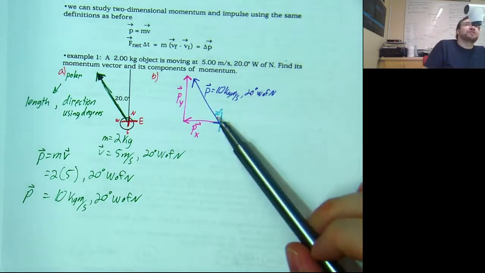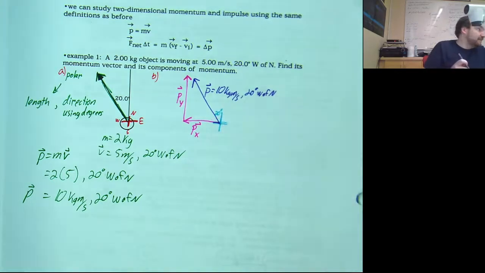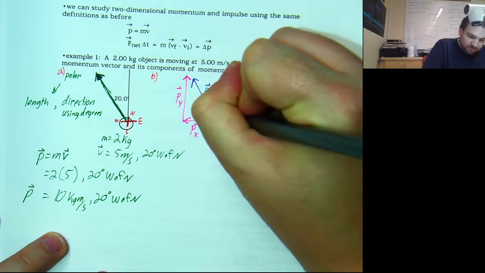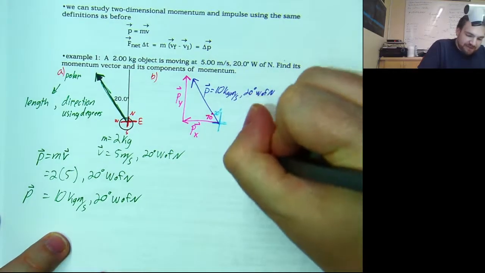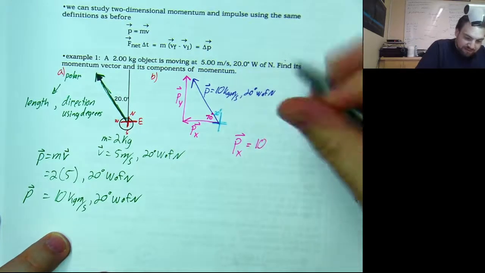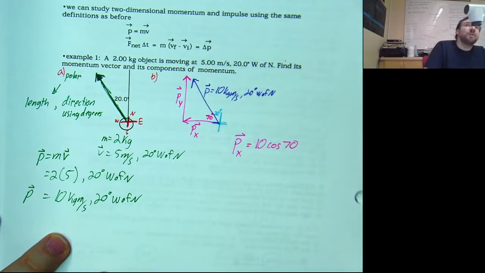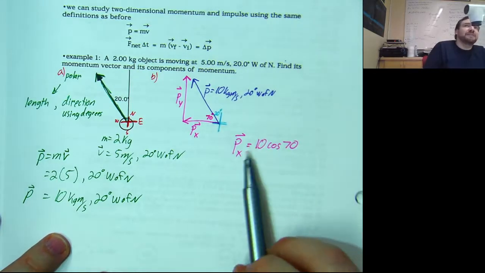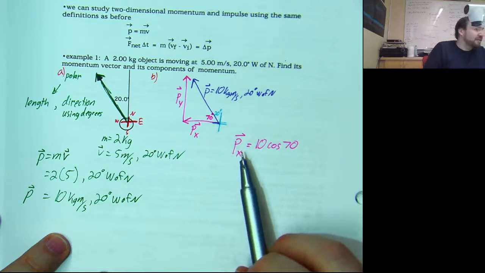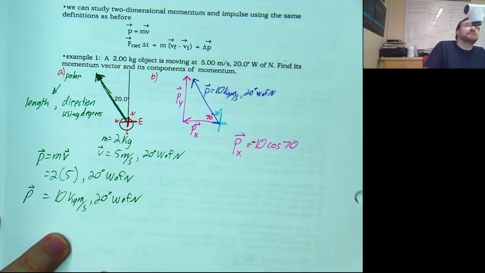If that angle there is 20 degrees, what is this angle here? 70, because those angles add to 90. So then I'm going to have px is going to equal 10 cos 70, almost. What else do I have to add here to my px? It's going to the left. So we know this vector is going to be negative, so we have to put that negative sign in there implicitly.